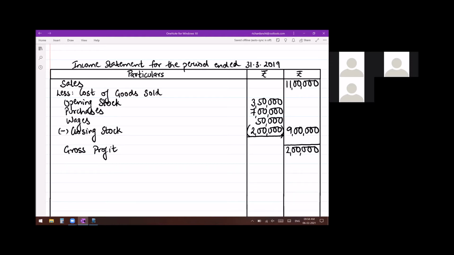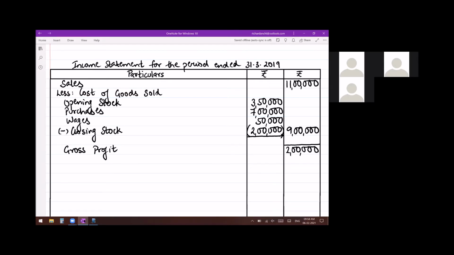So nothing, you have just copied the trading account, but in a slightly different way. Income on top and all expenses below. And of course, closing stock specifically, remember, you are taking it to the other side. That's why the sign changes, minus closing stock. Okay. Now trading account is done.